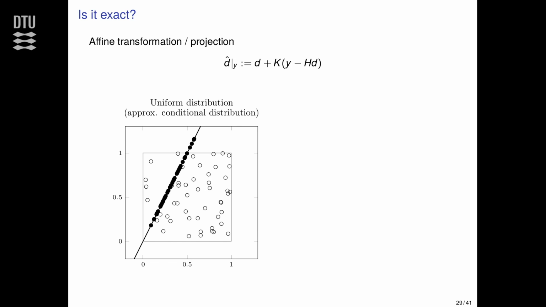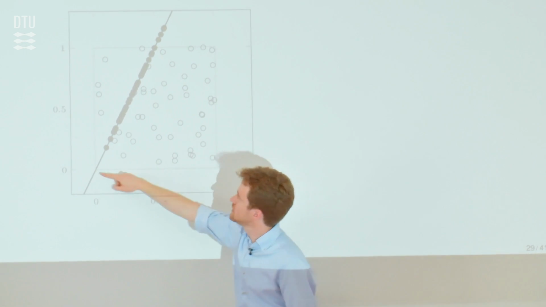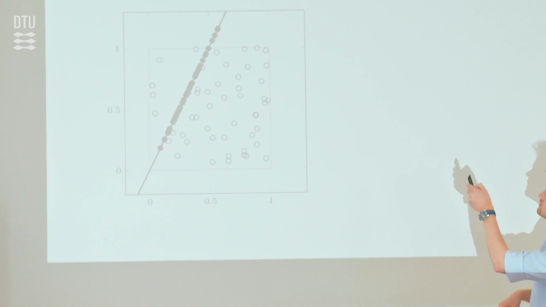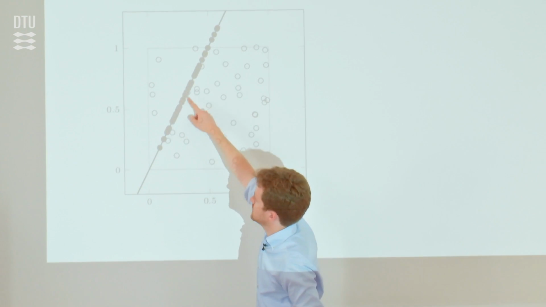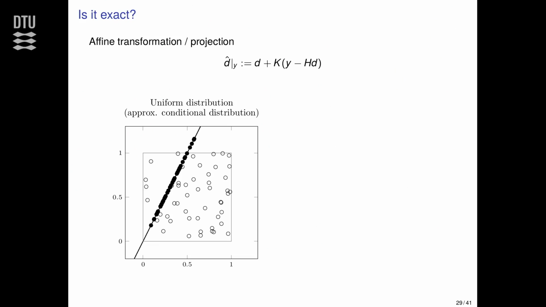Is it the exact conditional distribution? Well, it's easy to show it's not. This is in 2 dimensions a uniform distribution. Here I'm saying the original distribution is random points in the square there, right? Then I apply this transformation to each one of these samples, and I get the dark dots here, on this line. Are these samples from the true conditional distribution of d subject to the measurement?